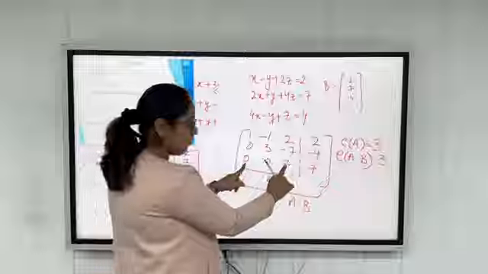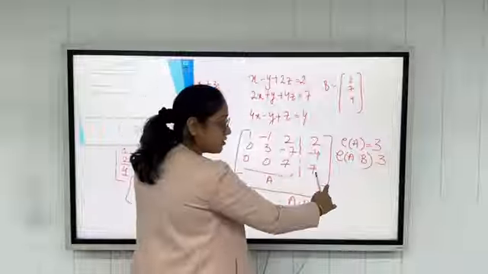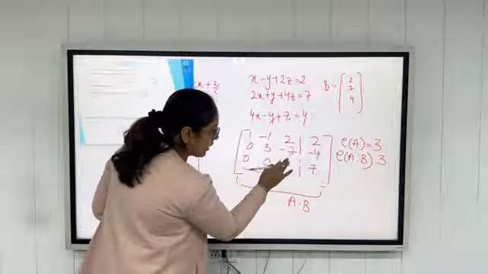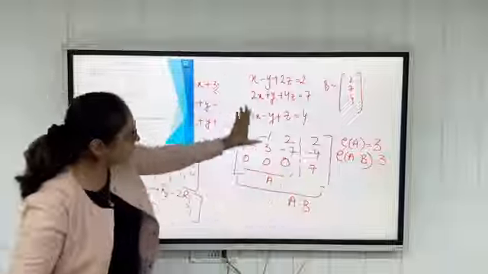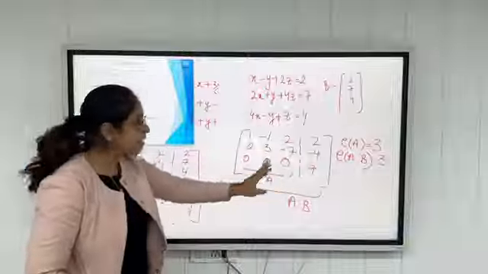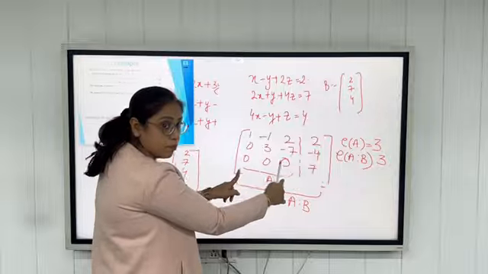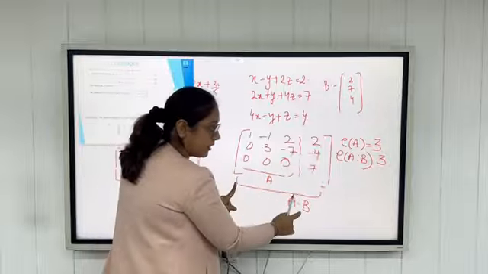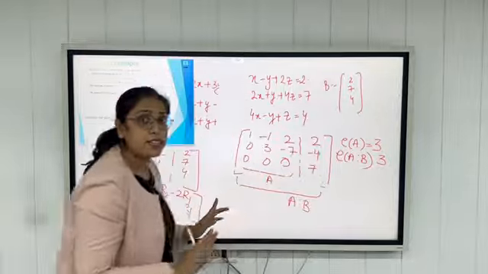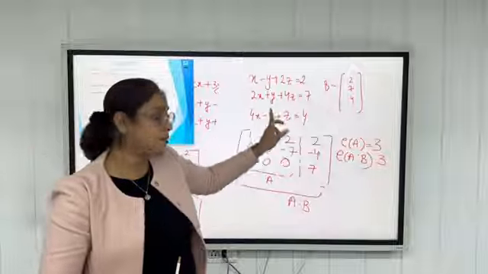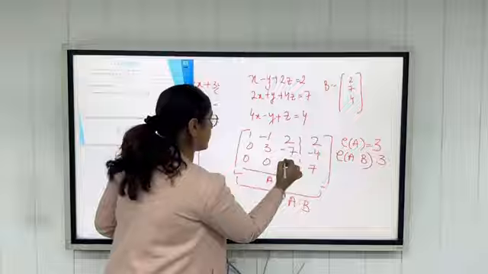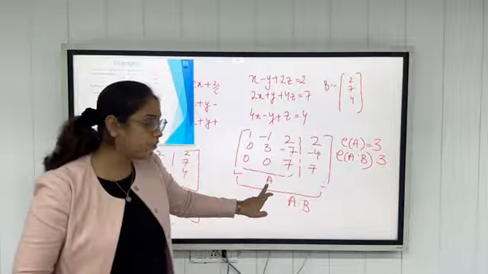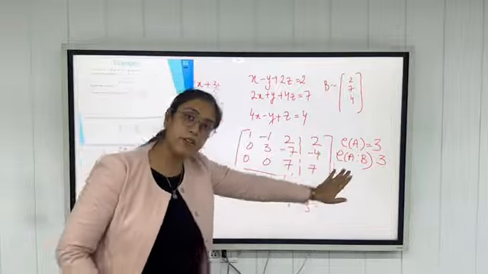In case its rank is 2 and this rank is 3, for example, if this entry becomes 0 according to the statement, then the rank of A is 2 and the rank of the augmented matrix is 3. So in that case the system is inconsistent. But here you are getting 7. So here the rank of A is 3, and the rank of the augmented matrix is also 3.